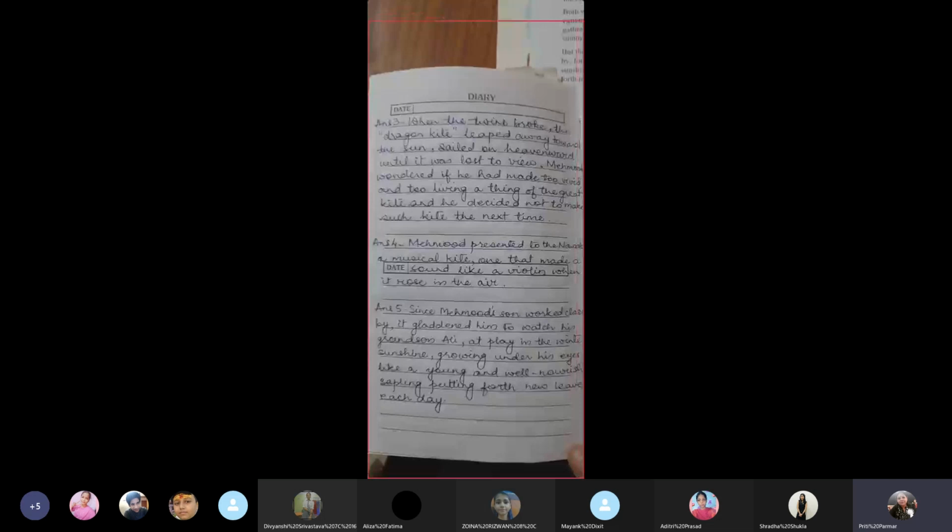Mahmud presented to the Nawab a musical kite, one that made a sound like a violin when it rose in the air. Question number A5. How did seeing Ali gladden Mahmud's heart?